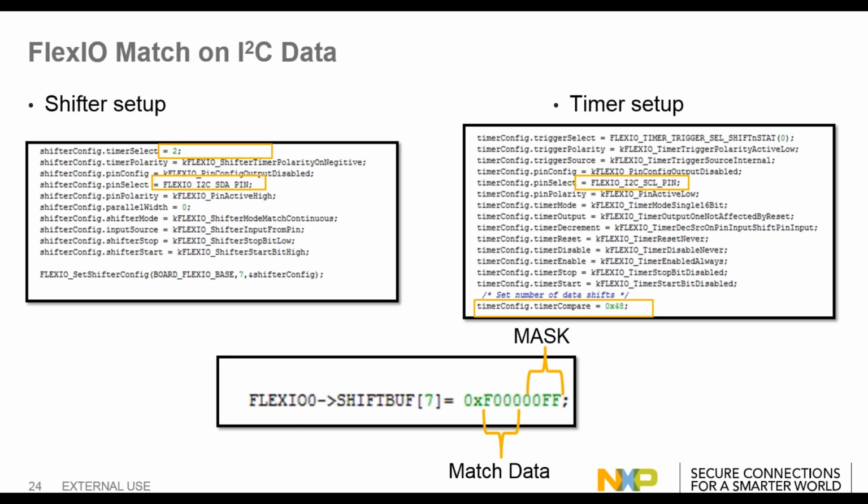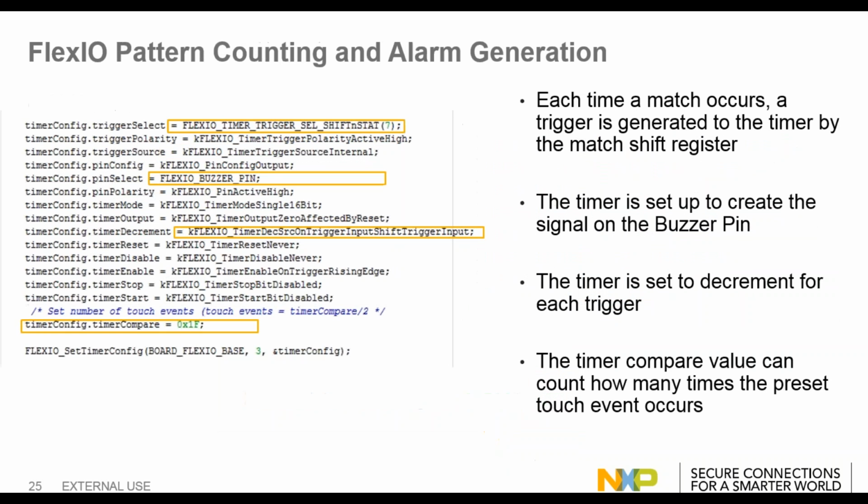So this is demonstrating how the shifter and timers are set up to work together to bring in the data, and then how match data and mask are utilized to monitor when we have 4 touch pads being touched in this example project. So once we get that match, there will be a status flag generated by that shifter.